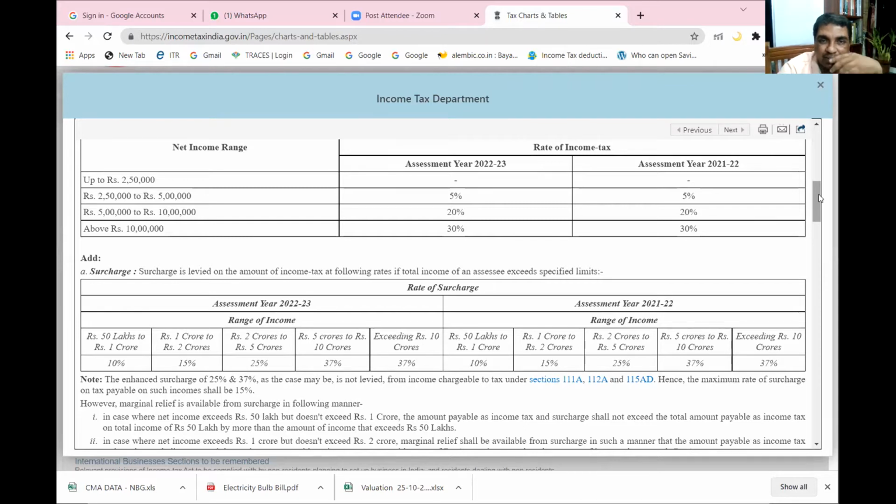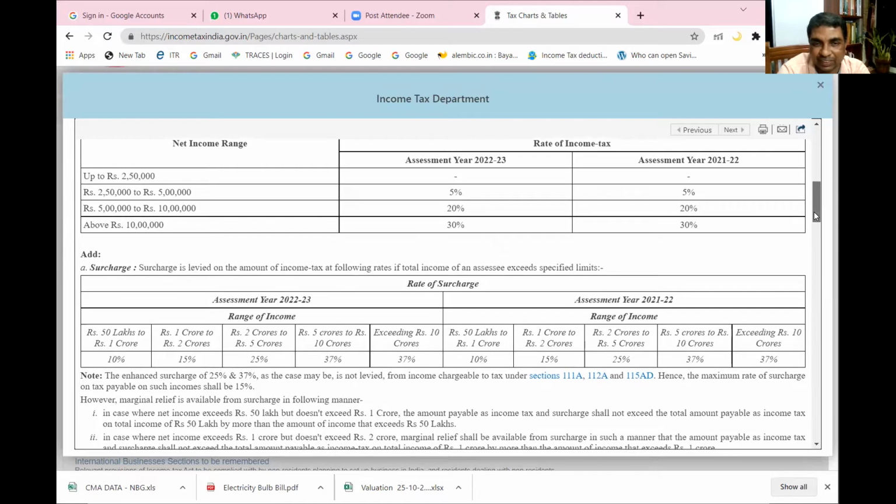Right. So if you look at the surcharge, we have to see for the assessment year 21-22. But surcharge is not always applicable. Where the total income is 50 lakh to 1 crore, it is 10%. 1 crore to 2 crore, it is 15%. 2 crore to 5 crore, it is 25%. 5 crore to 10 crore, it is 37%. And exceeding 10 crore, it is 37%.